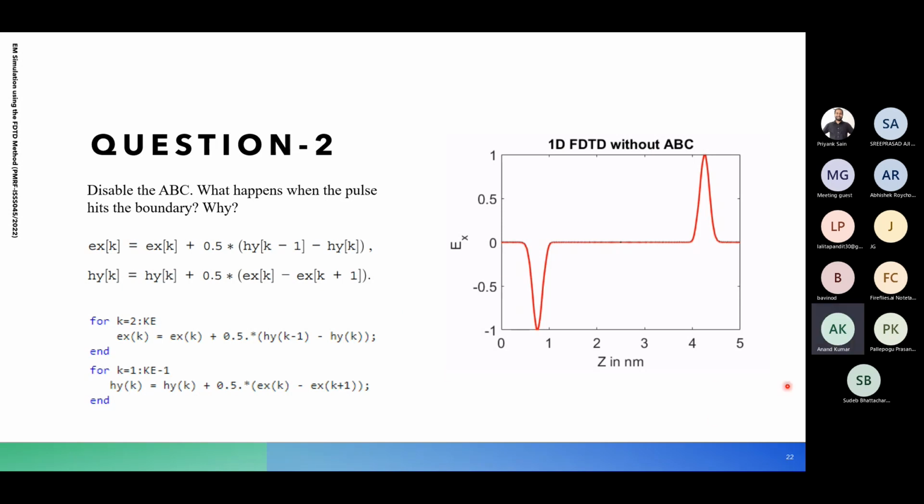Uh, was like did was that clear? Like, were you able to follow what was happening in the code?